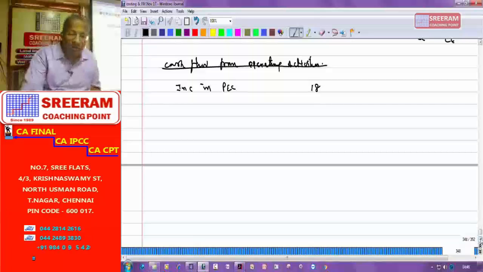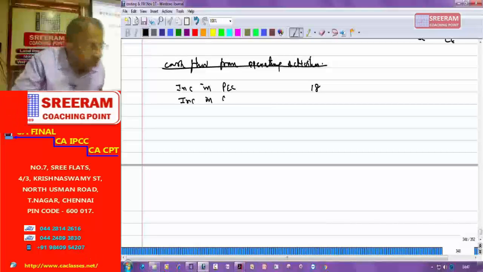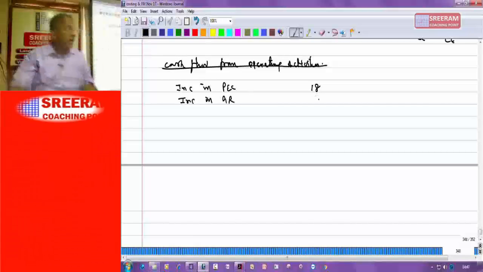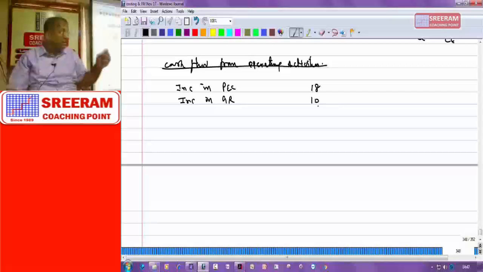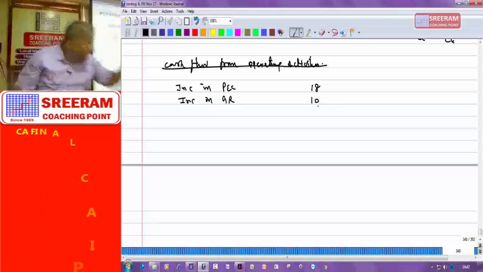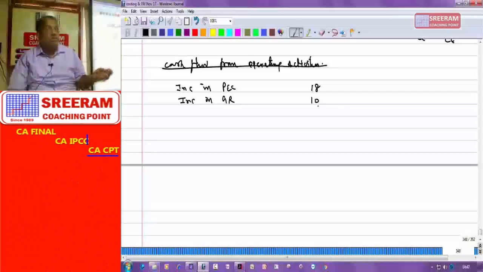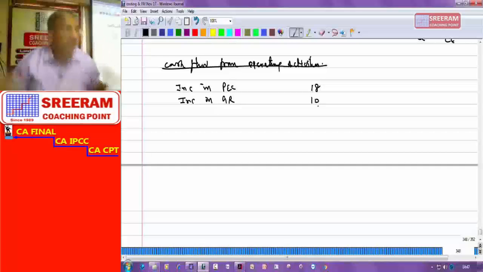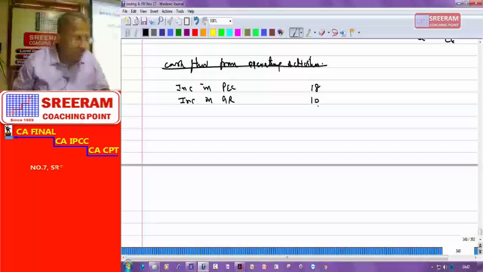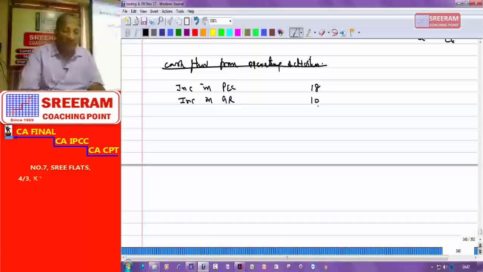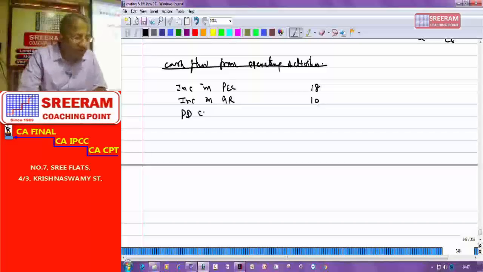What is it you should do? Increase in general reserve. How much is the increase in general reserve? 10. So items that appear on the debit side of the profit and loss account are to be added. Items that are shown on the credit side of adjusted P&L account are to be deducted. Are you understanding? Next item, proposed dividend. What have we done for proposed dividend? We have just taken the proposed dividend of the current year onto the debit side of P&L account. Therefore, we are adding 50.